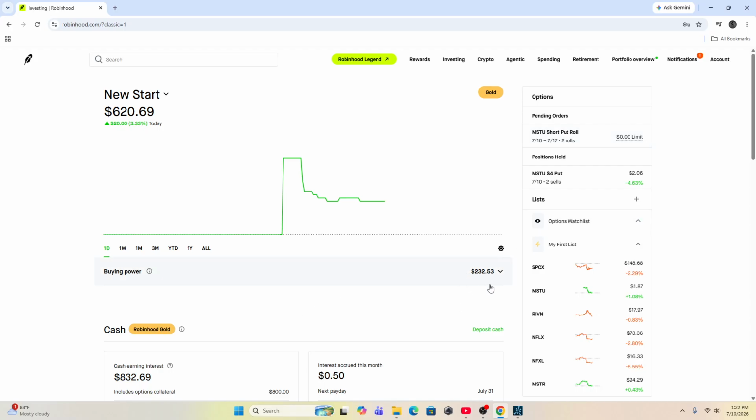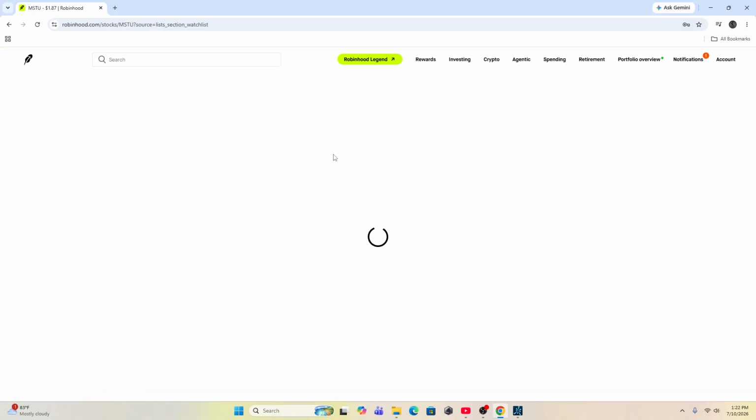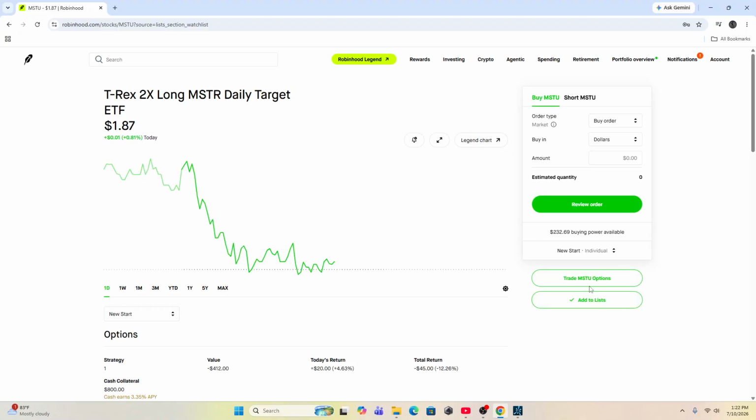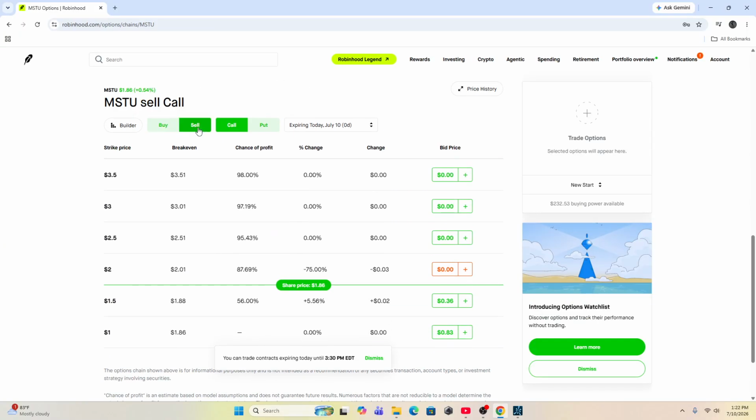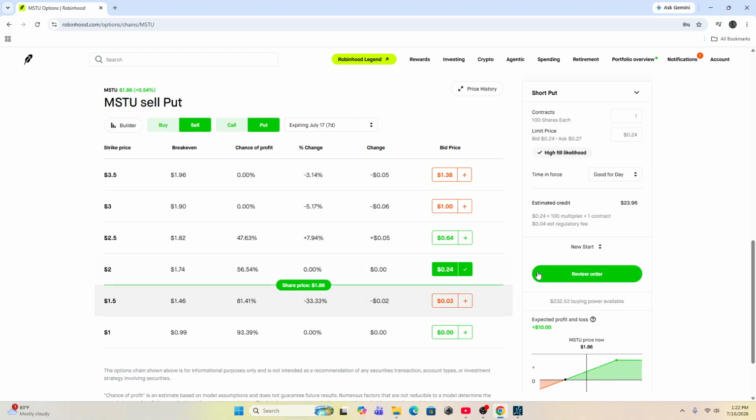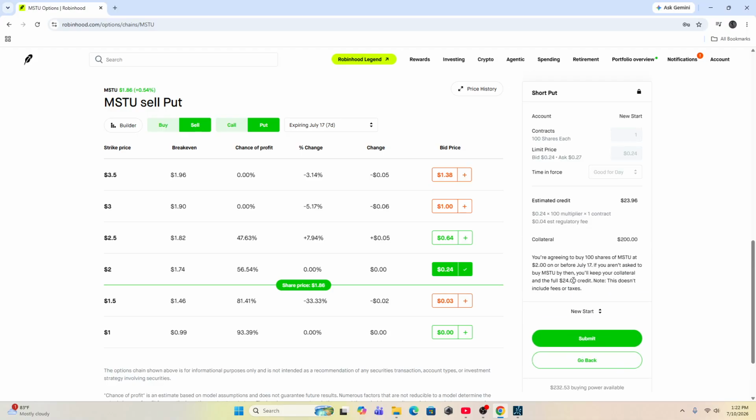And then I had already added the $200 from this Friday, and so then we're going to take care of that. We have $200, so I'm going to go to MSTU, and I'm going to go to options. We're going to sell a put, and it's going to be for next Friday, and it's going to be this $2 one. And so we have a bid and an ask of 24 and 27, which is good enough. So we'll say yes, and we want to do that. And we'll have an estimated credit of $24.